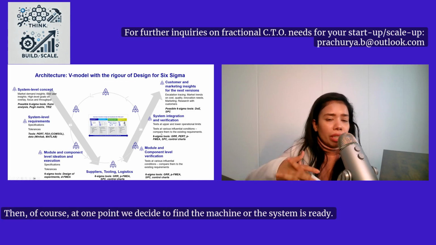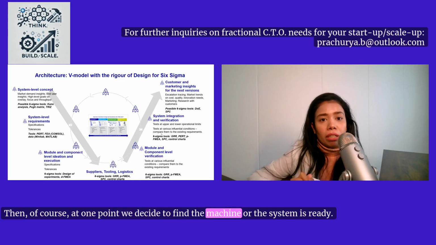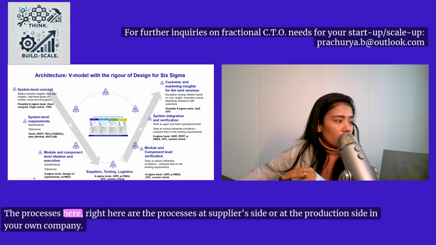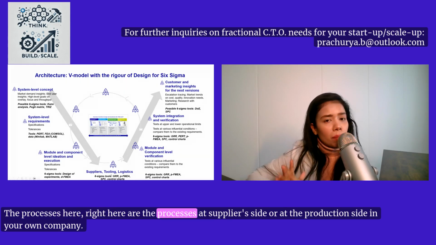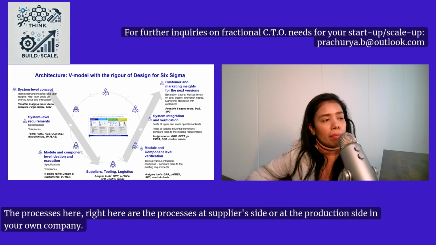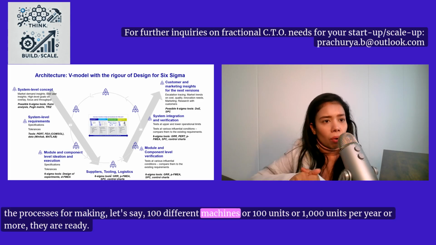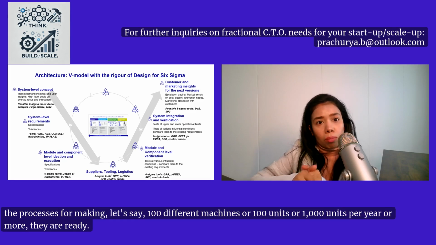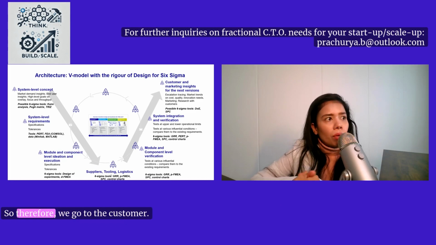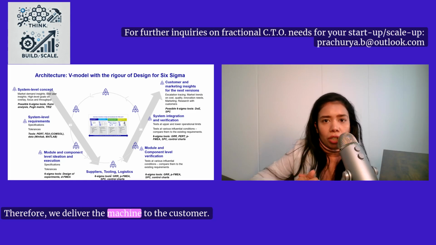Then, of course, at one point we decide, fine, the machine or the system is ready. The processes here are the processes at the supplier's side or at the production site in your own company. The processes for making, let's say, 100 different machines or 100 units or 1,000 units per year or more are ready. So we go to the customer, and we deliver the machine to the customer.